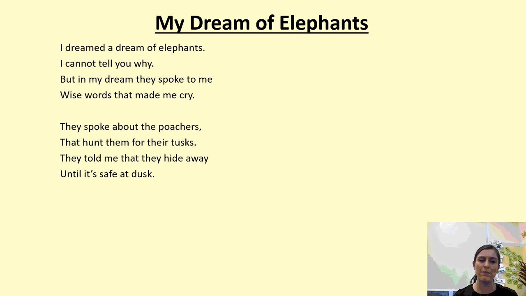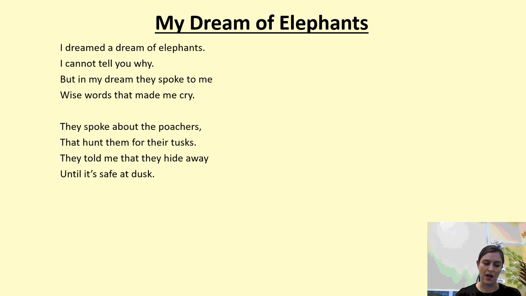And remember, I've got my apostrophe in the word it's, because it's actually short for it is safe. Okay, so it's short for it is. So that is my second verse of my poem.